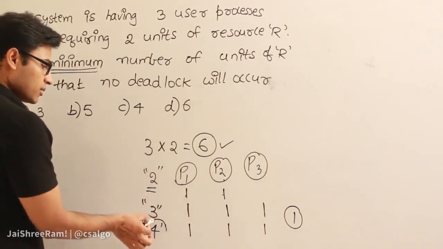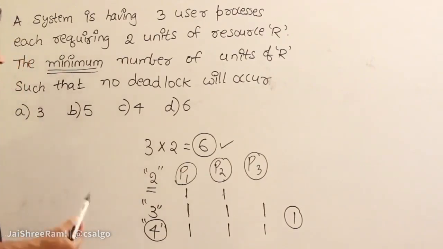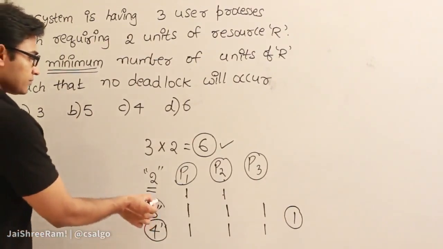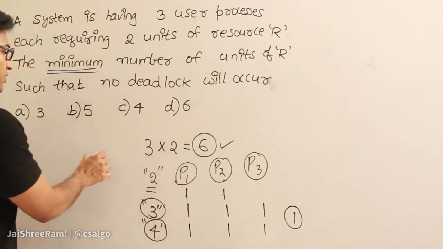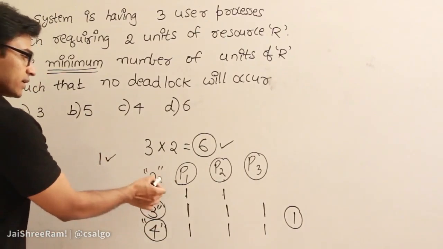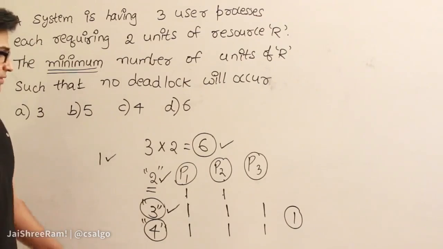Therefore, 4 is the minimum number of resources which are required for the deadlock free operation. So there are 2 types of questions possible. What is the maximum number of resources which will still cause a deadlock? So it is 3. See, if I have only 1 resource, obviously there will be deadlock. And if I have 2 resources, there is deadlock. And if I have 3 resources also, there is deadlock. Anything above 3 is not a deadlock.